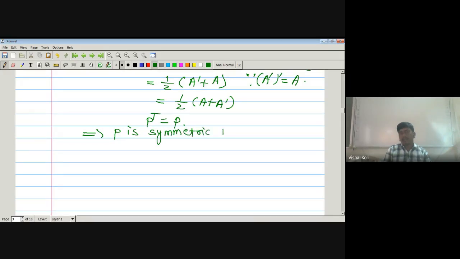It's a symmetric matrix. Okay. Now, similarly, we have to check for Q also.